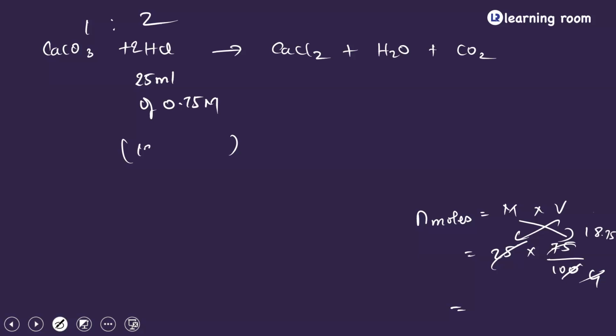So here you get 18.75 millimoles. Correct? This is 18.75. This is 18.75 divided by 2. Yes or no? 18.75 divided by 2.